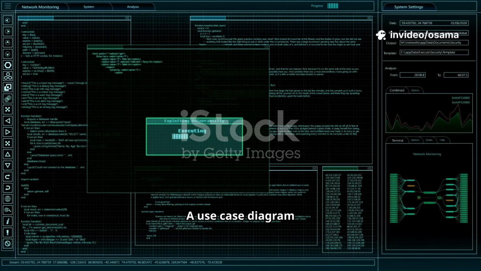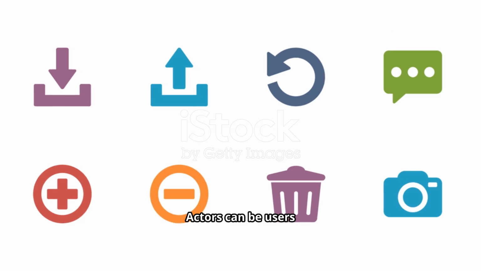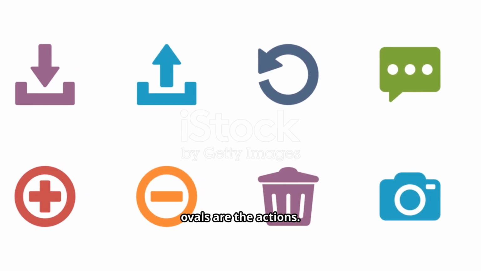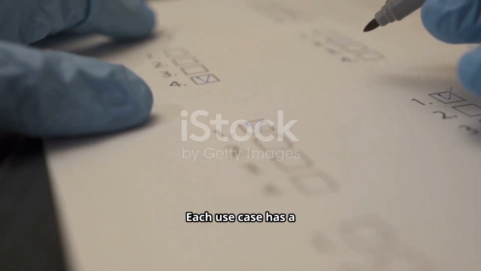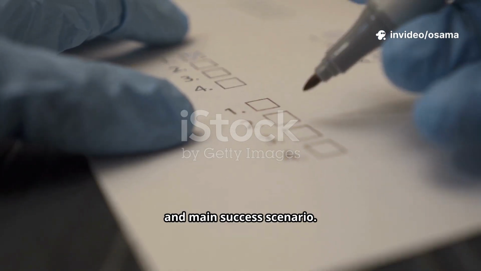A use case diagram gives a high-level view of system functionality and who can do what. Actors can be users or external systems. Ovals are the actions. Each use case has a template: name, primary actor, goal, and main success scenario.